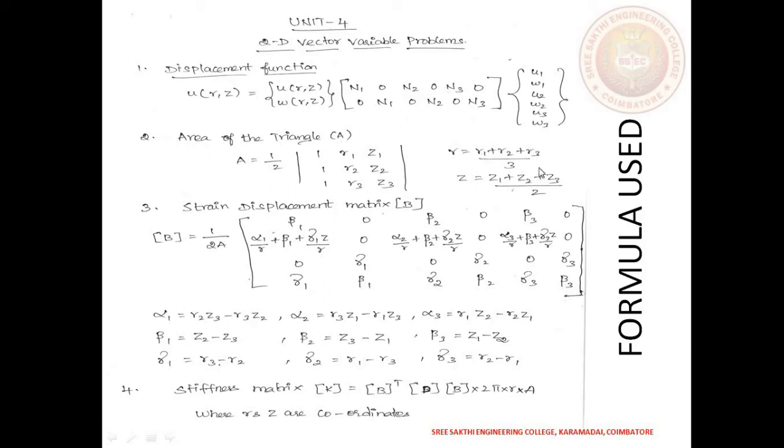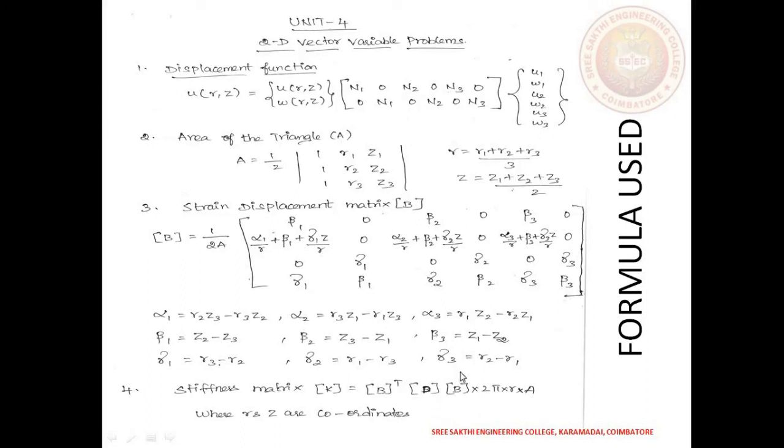Here r can be calculated by this equation. Alpha 1 and beta 1 will be calculated by this equation. Alpha 1 is equal to r2 z3 minus r3 z2. So what is the meaning of r2 z3? It is the nodal coordinate. Okay. Then the fourth formula is the stiffness matrix. So in many university questions they ask only about the K matrix, that is the stiffness matrix. So the K matrix is B transpose D matrix B matrix into 2 pi r into A. A is nothing but the area of the triangle. It is calculated by using this formula.